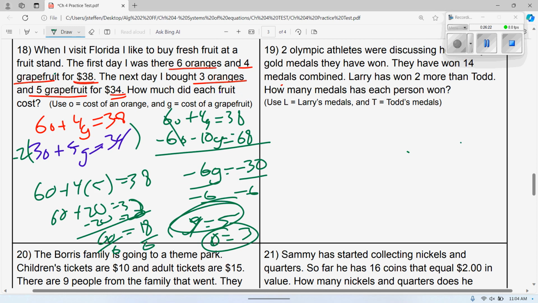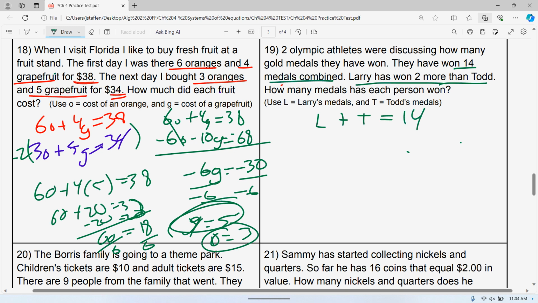All right. Number 19. Two Olympic athletes were discussing how many gold medals they've won. They won 14 medals combined. Larry won 2 more than Todd. So L is Larry's medals, T is Todd's. When it says combined they won 14, a lot of people miss this: if you take the number of Larry's medals plus the number of Todd's medals, that's got to be 14. So L plus T is 14.